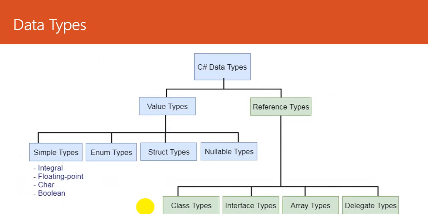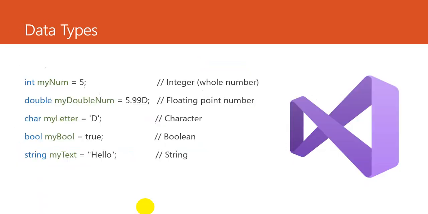Basically, C# data types consist of two types, which are value types and reference types. What is value type? A value type directly stores a value inside it. For example, in the previous example I have used x equal 10. In this example you can see int my number is equal 5, double my double number is equal to this, char my letter is equal to. So these directly store the values inside the variable. This comes under value type.